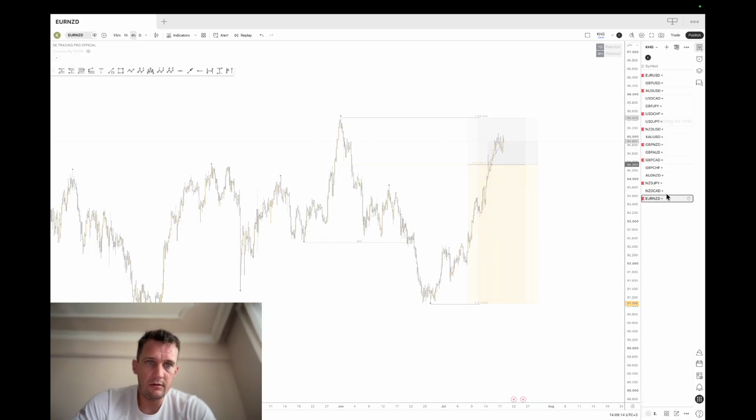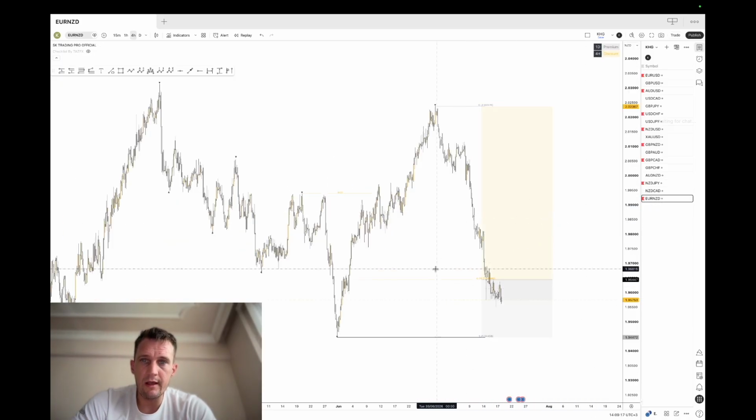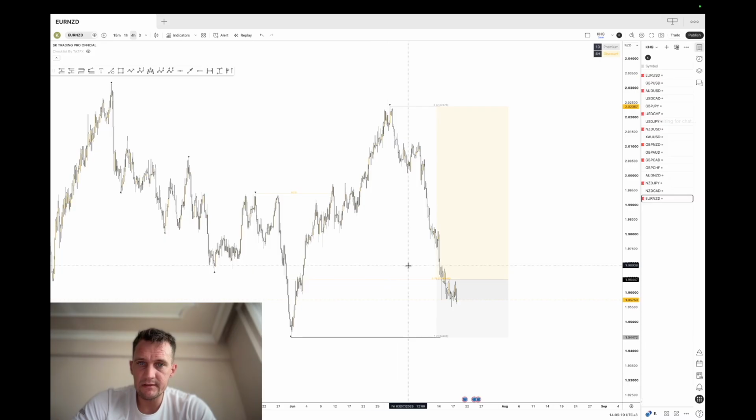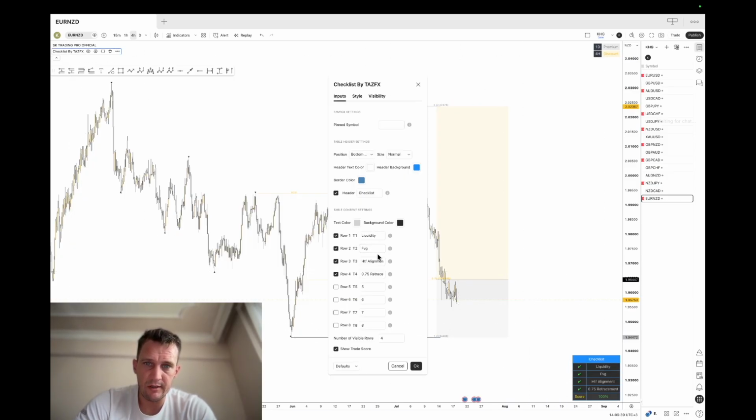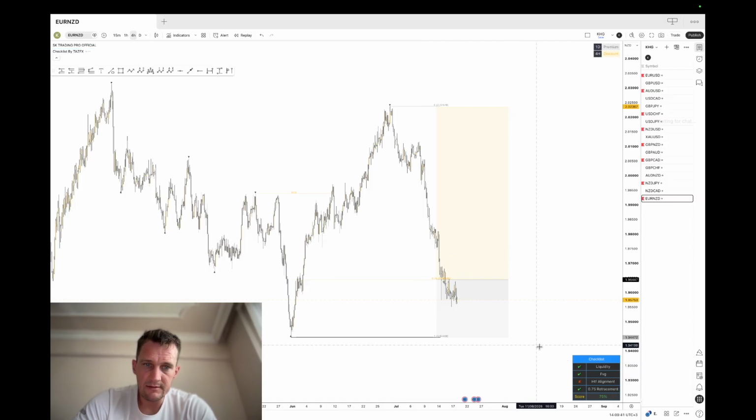I mean, here we have EUR/NZD, which I've been waiting for as well. I'm not in this trade, but I'm looking forward to this trade as well, because the higher time frame is not aligned. So this immediately makes this trade a 75% trade. So if it's not aligned with the higher time frame, I do not go for this.